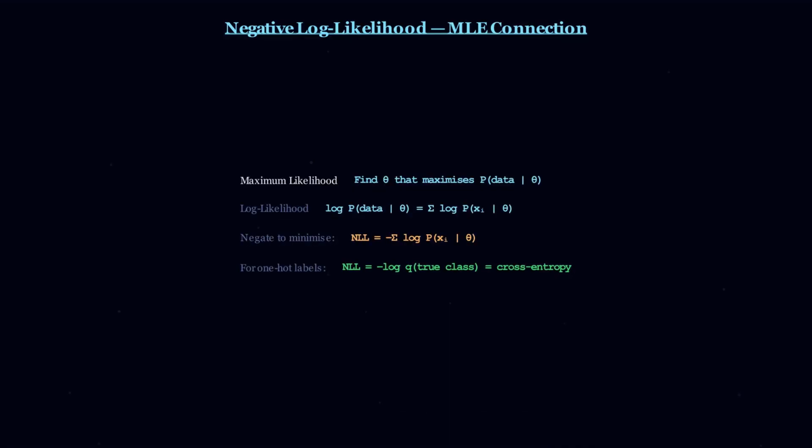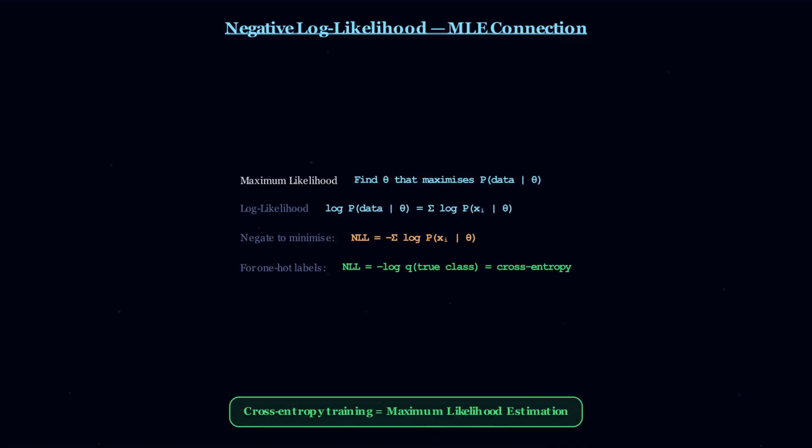Cross-entropy and negative log likelihood are two names for the same idea, seen from different angles. From a statistics viewpoint, given a dataset, find the model parameters that maximize the probability of observing that data. This is maximum likelihood estimation, or MLE. The likelihood of the entire dataset is the product of probabilities of each individual example. Products are hard to optimize, so take the log. The log likelihood is a sum. Then negate it to turn maximization into minimization. That gives you negative log likelihood.